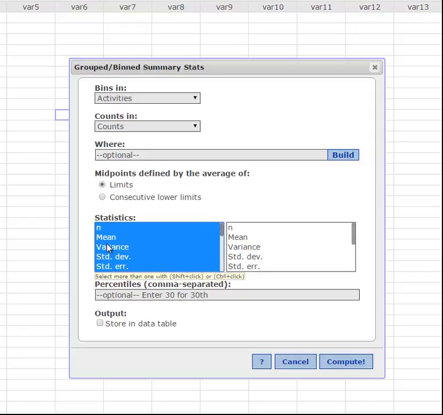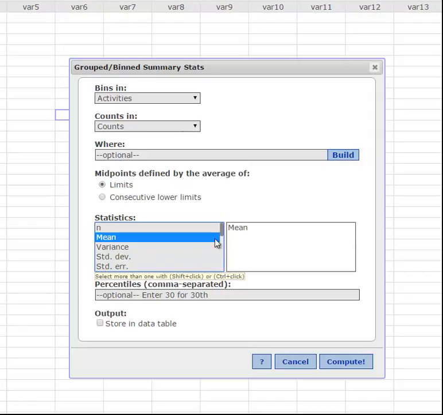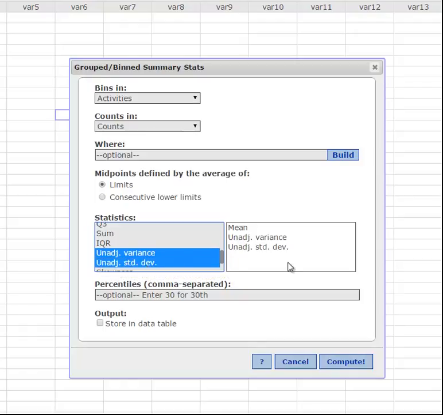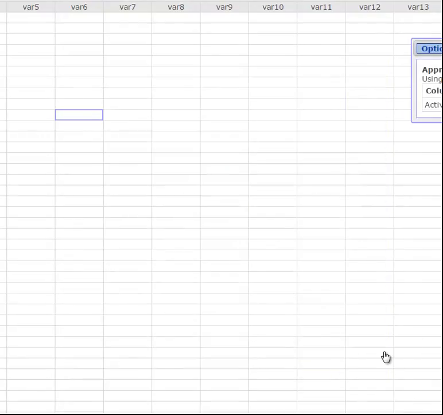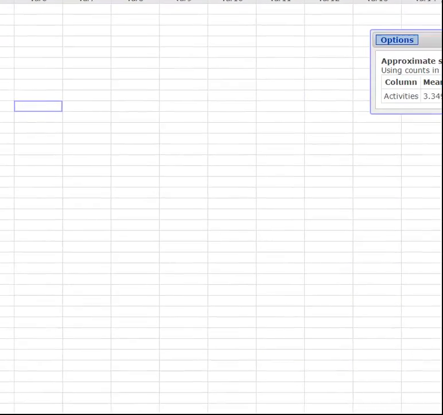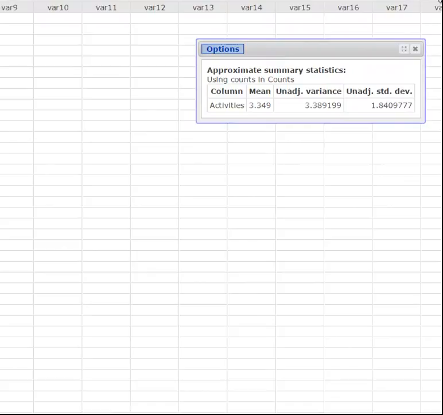So I'm going to scroll up and select mean and hold down my control key and select unadjusted variance and unadjusted standard deviation. Again, this is going to give me the parameters that I'm looking for. Okay, so I'm going to press compute and let's take a look at the corresponding output.